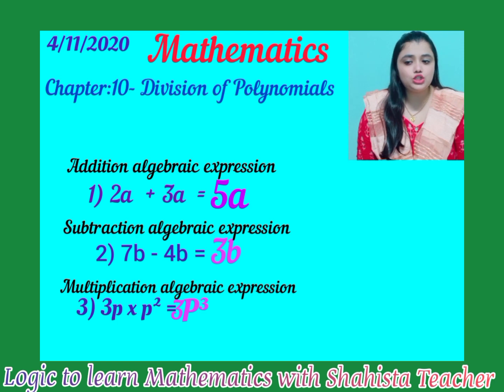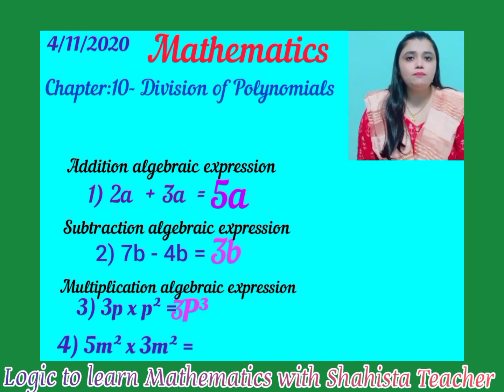Now let's see the last one. 5m square multiplied by 3m square. Again multiplication operation. So 5 3s are 15, m square. Here we use addition for the powers: for multiplication we use addition operation, for division we use subtraction operation. So 5m square multiplied by 3m square is equal to 5 3s are 15, and m square plus m square, that is m power 4. Or we can say 15m raised to 4.